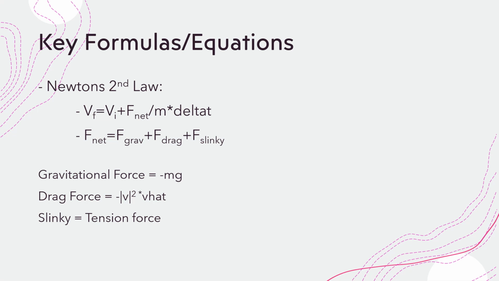For the gravitational force, we're going to be consistently using negative mg. For the drag force, we're going to be using negative b v squared times v hat. And lastly, for the Slinky, we're going to be using the tension force. The reason we use this tension force is to take into account that the bottom of the Slinky is not falling until the top has reached it, which means there must be some sort of tension force acting in the opposite direction of gravity throughout this lab.